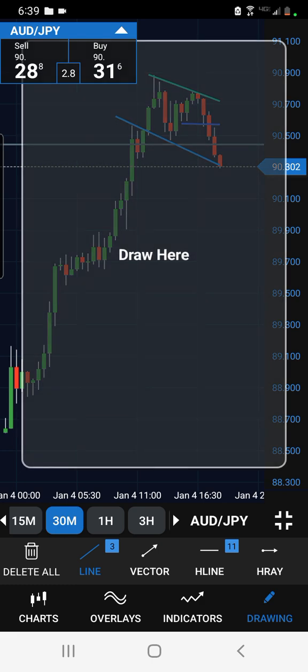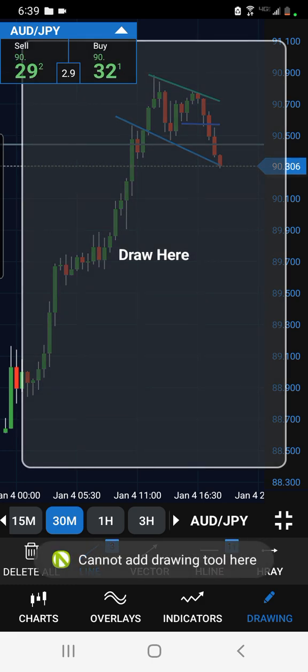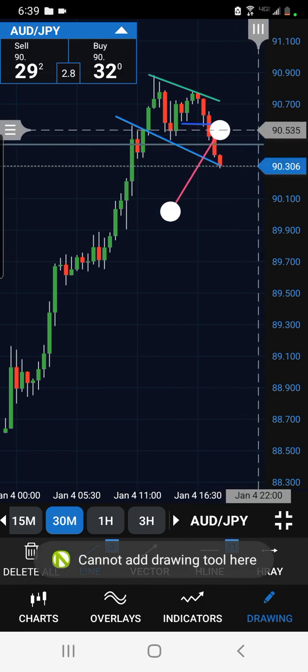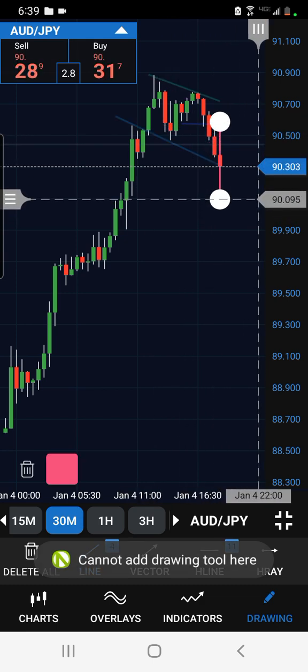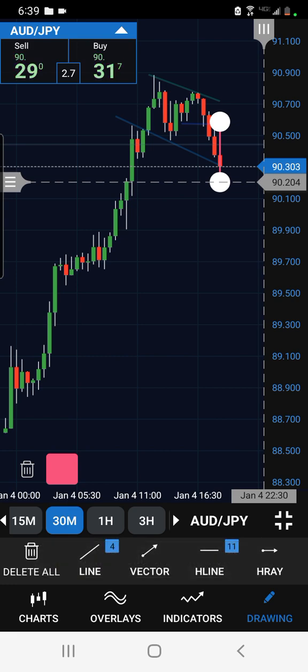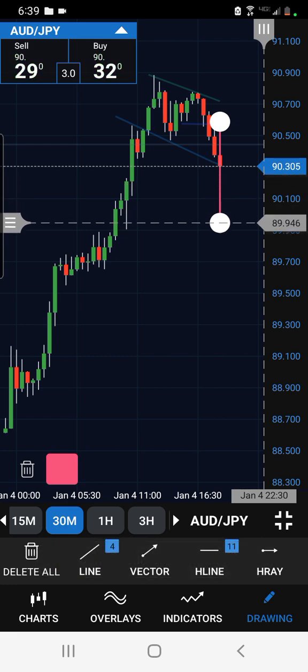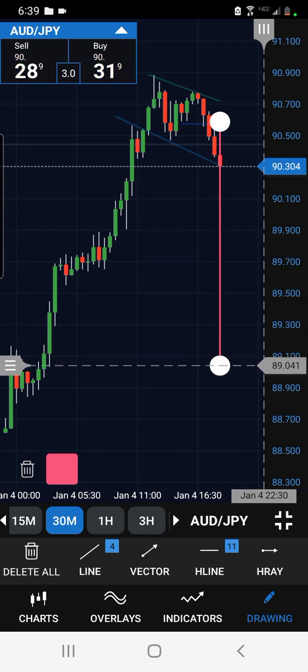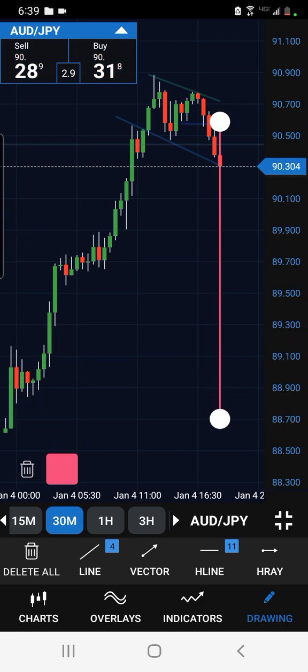And then if price closes, meaning a bearish reddish candlestick forms below and closes, I'm expecting price to go down. So that's what I'm looking at on AUD JPY currency pair on the 30-minute time frame.